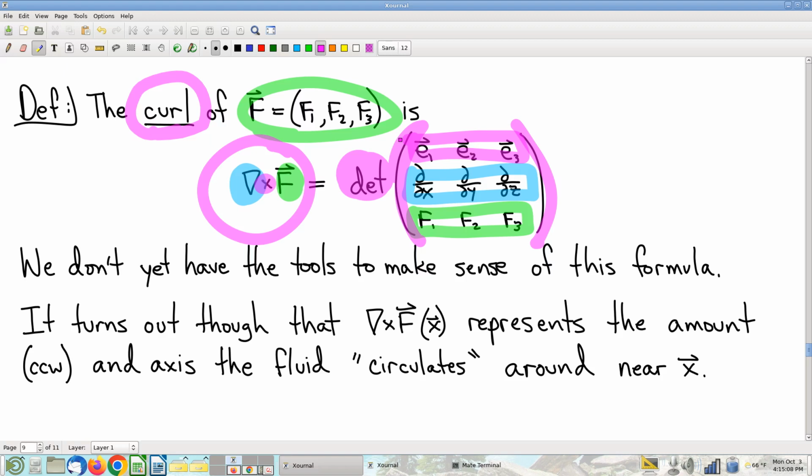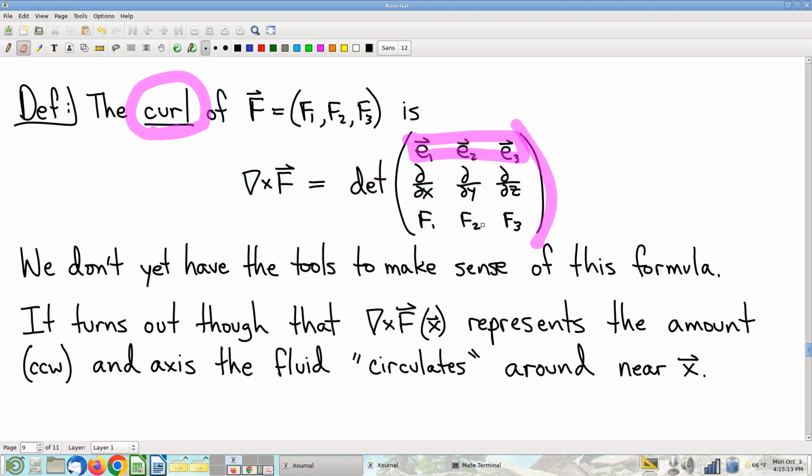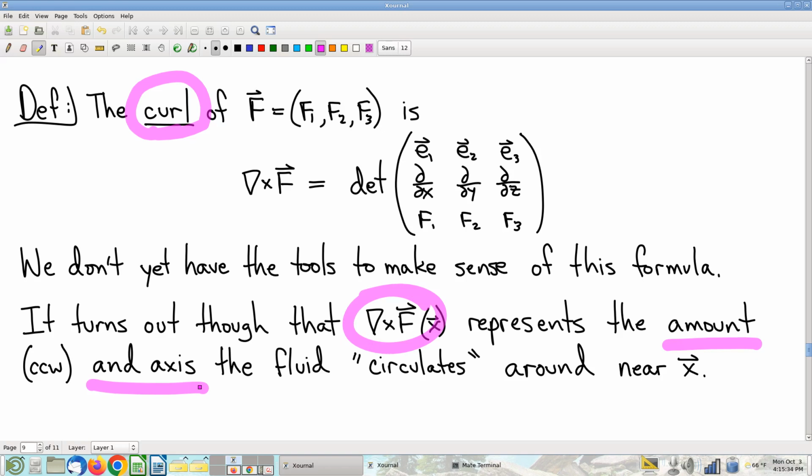So it's called curl. Now, why are we interested in curl? What does this mean? What does it look like? What is it good for? Again, I promise I'll fill in the blanks later. Again, the book makes this choice to do this topic way early. So what curl represents is the amount and the axis around which the fluid circulates. The fluid is kind of rotating in some sense. It's measuring a rotation of the fluid.